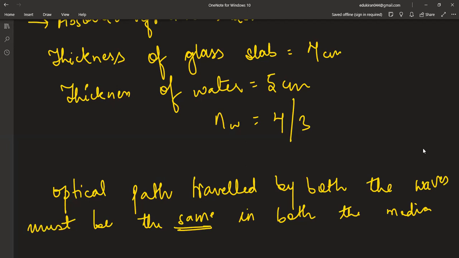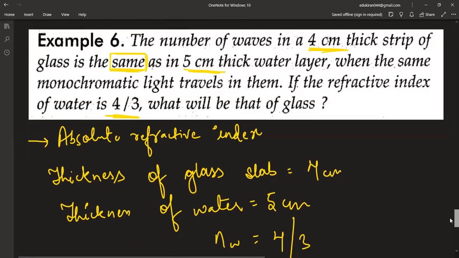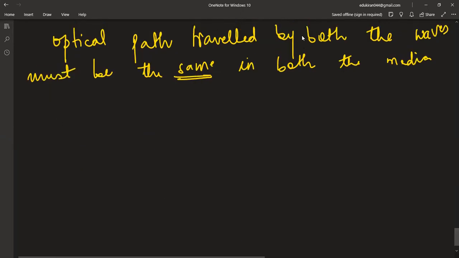Why? Because it is given. It's already given that both have the same number of waves. So if it is given that the number of waves is the same in both the media, the optical path should be the same. Then only this condition will be satisfied. Understood? That's why we have this same condition satisfied in both the media. Can you explain again? Yeah, I'm explaining this again.